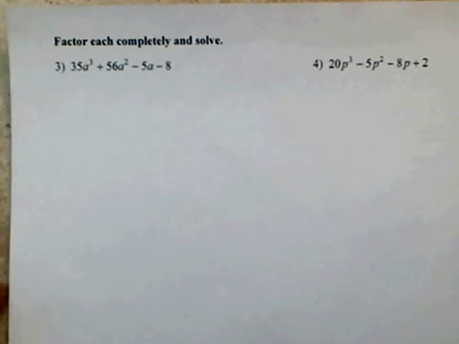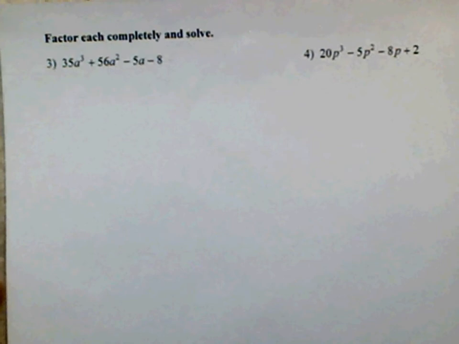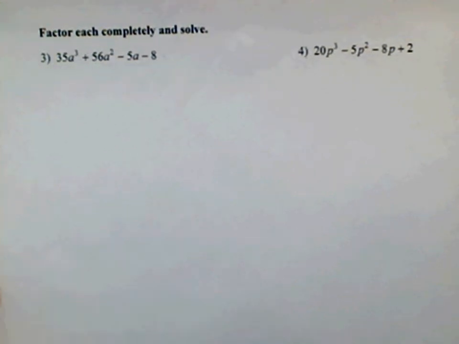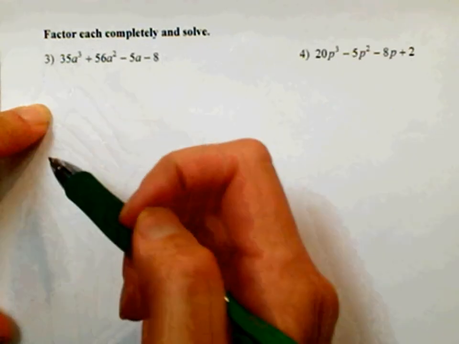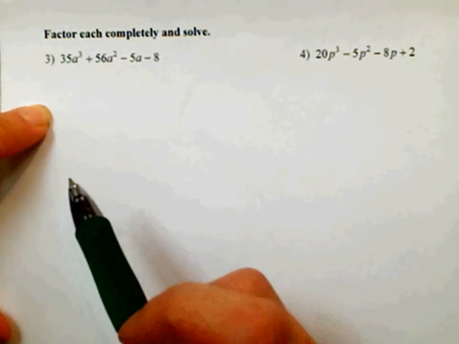Okay, this is factoring polynomial review for number 3 through 8. All right, let's take a look. There are many different steps to factoring, many different ways depending on what is presented to you.